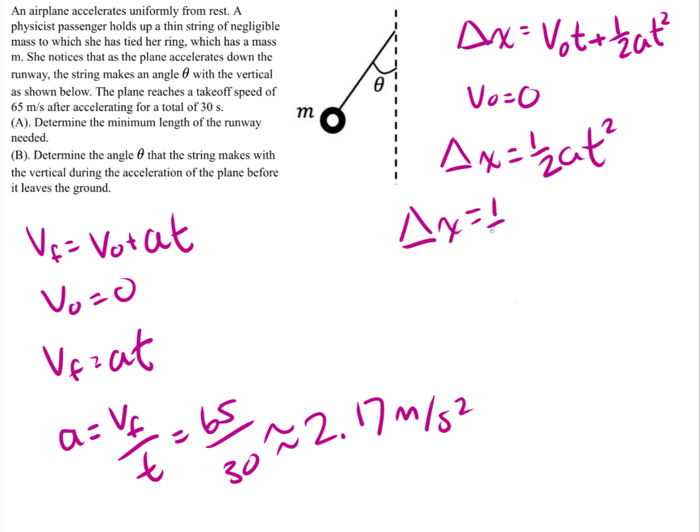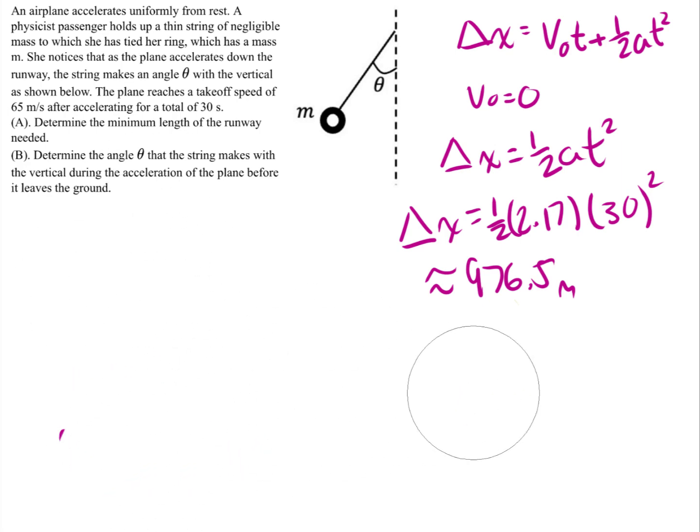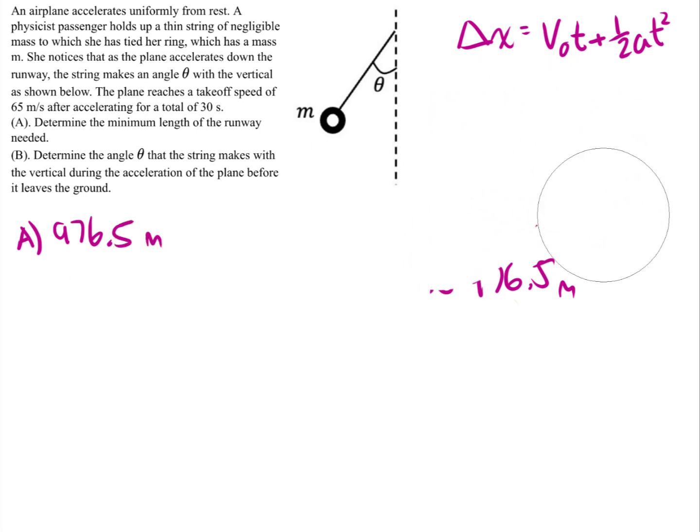And that is equal to 1/2 times acceleration, 2.17 meters per second squared, times the time interval squared, 30 seconds squared. This will get you about 976.5 meters. So for part A, the minimum length of the runway is 976.5 meters. That's the first part.